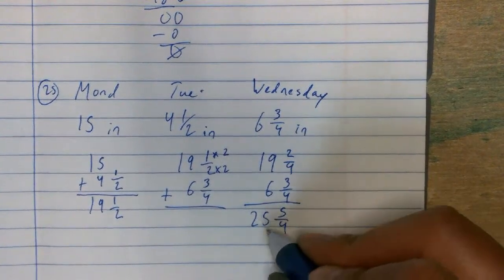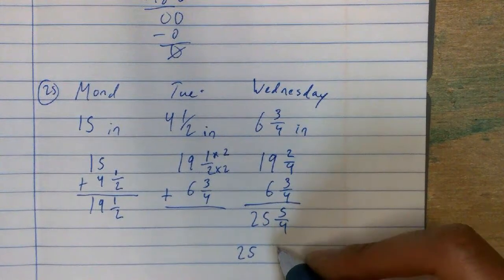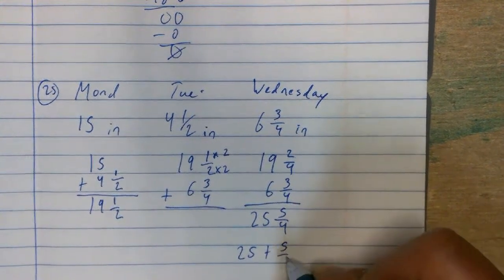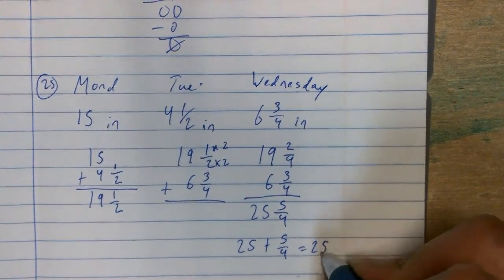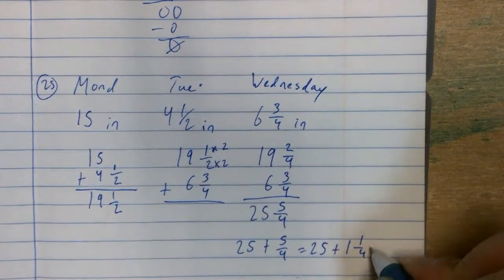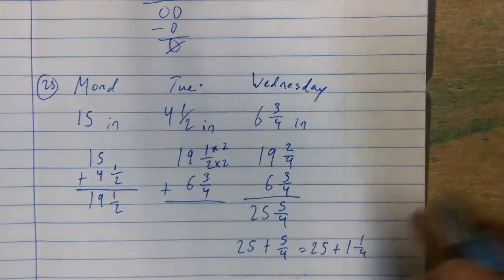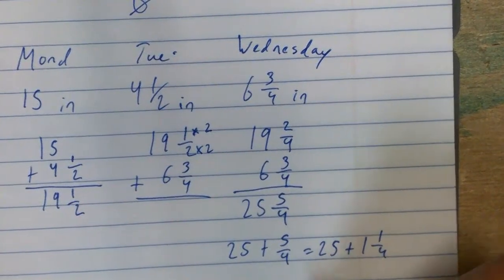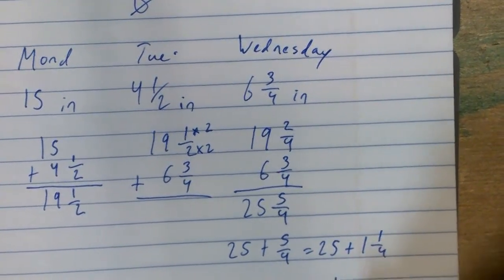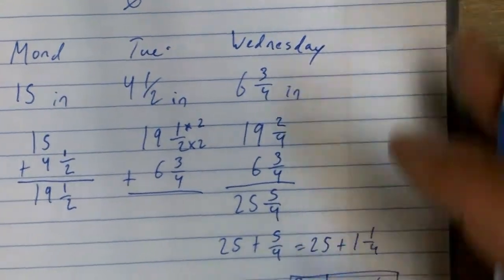All right. We have 25 plus 5/4. Now, it's the same as 25 plus 1 1/4, right? If you change this to a mixed number. So you have 26 1/4 inches of snow. Okay, you're like, what did you just do? I didn't see what you just did.